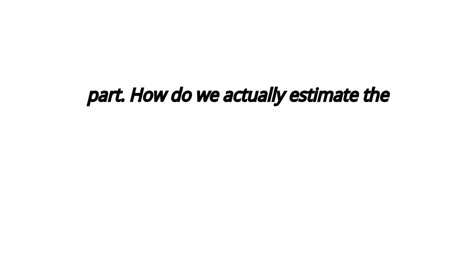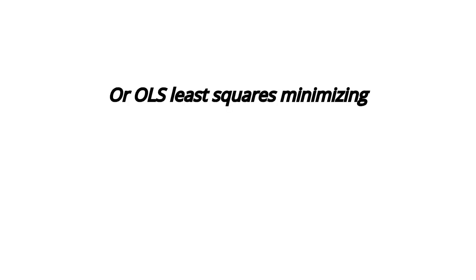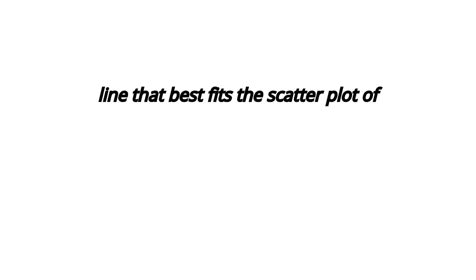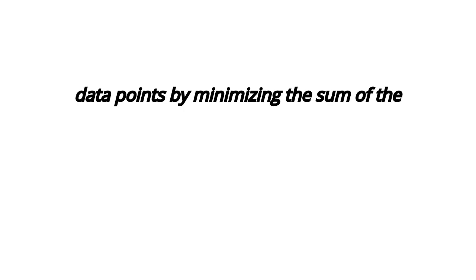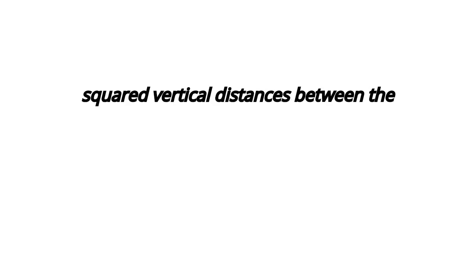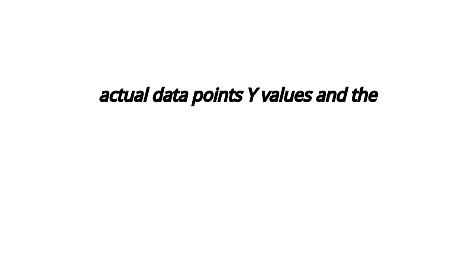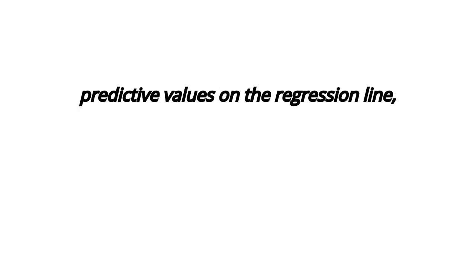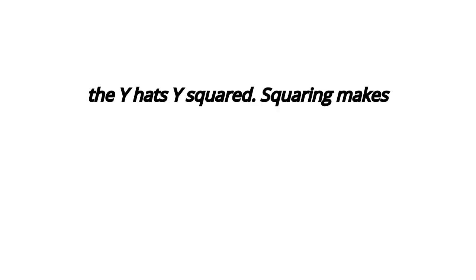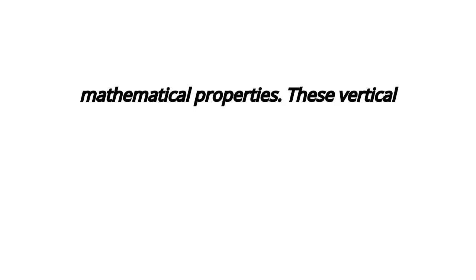The unexplained part. How do we actually estimate the values of b0 and b1 from our data? We use the method of ordinary least squares, or OLS. Least squares. Minimizing errors. Exactly. The idea is to find the line that best fits the scatter plot of data points by minimizing the sum of the squared vertical distances between the actual data points, the y values, and the predicted values on the regression line, the y-hats. Squaring makes all errors positive and penalizes larger errors more heavily. It also has nice mathematical properties.